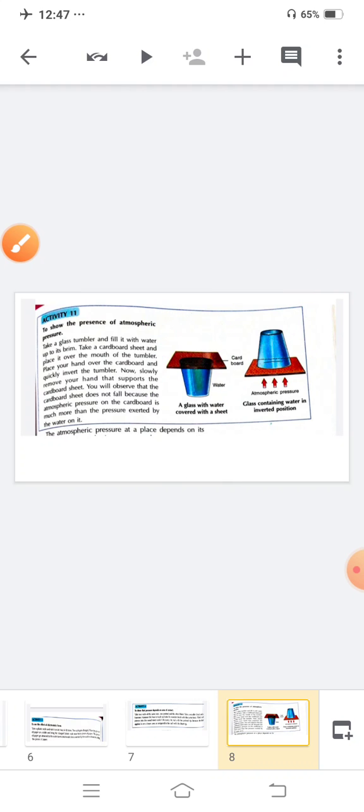Is this clear? I am reading this once more. Listen carefully. Take a glass tumbler and fill it with water up to its brim. Take a cardboard sheet and place it over the mouth of the tumbler. Place your hand over the cardboard and quickly invert the tumbler. Now slowly remove your hand that supports the cardboard sheet. You will observe that the cardboard sheet does not fall because the atmospheric pressure on the cardboard is much more than the pressure exerted by the water on it.